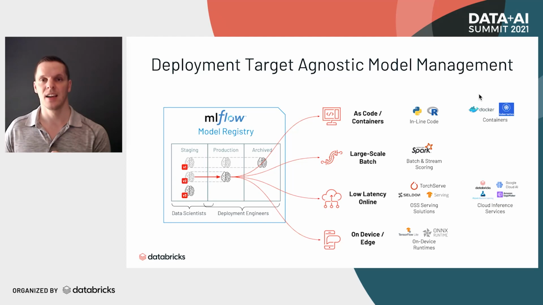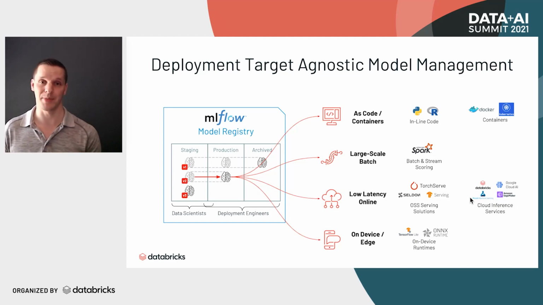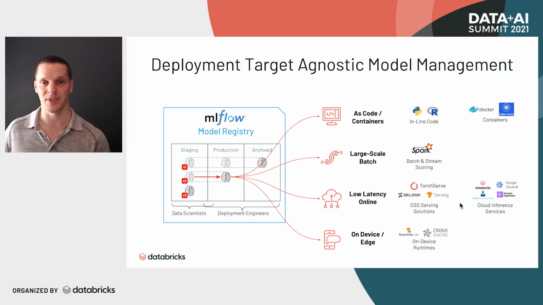So as you can see, you can easily build a Docker container and deploy it on your own Kubernetes cluster. You can easily deploy MLflow models as Spark UDFs, which I'll show in a minute. There's a lot of different integrations with online inference services. And because the MLflow model just wraps up the native serialization formats, you can also, of course, pull out those formats and run them on on-device runtimes, such as ONNX and TensorFlow Lite.